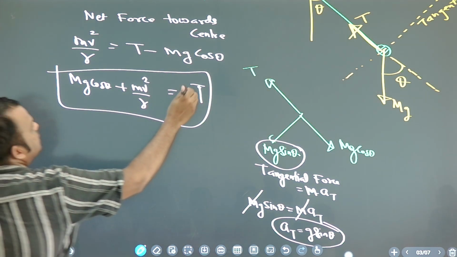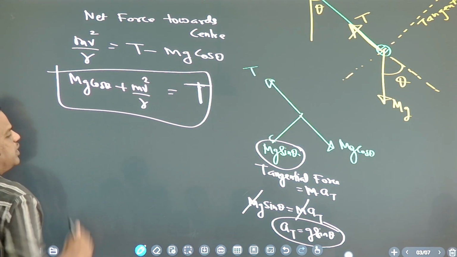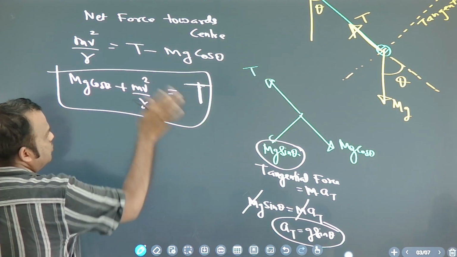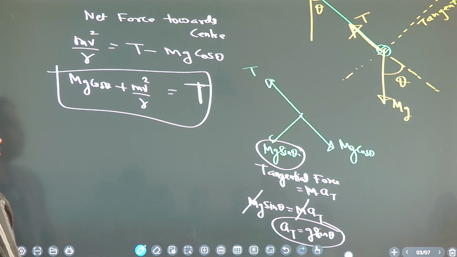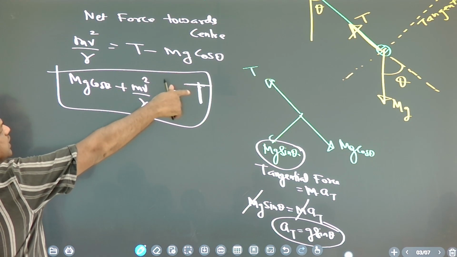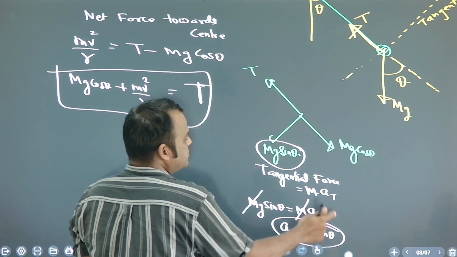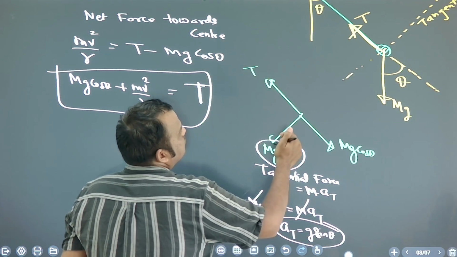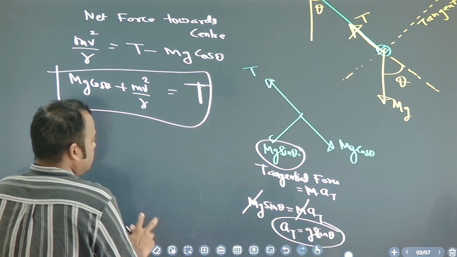And how much is tension? Mg cos theta plus mv square by r. Okay, note down. So this is the tension formula. Mg cos theta plus mv square by r is tension. Okay, tangential acceleration is g sin theta. Okay, clear? Okay, next.